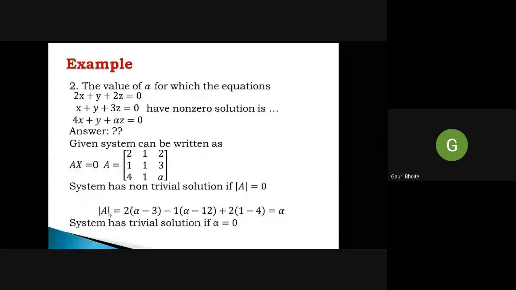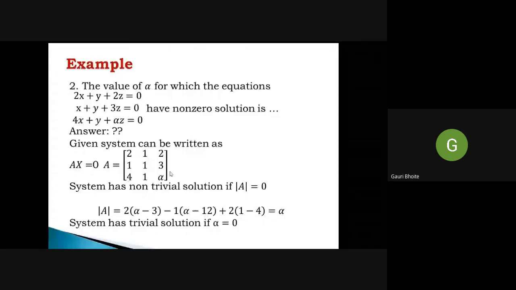So the determinant of A is 2 times (1 times alpha minus 3 times 1, that is 3), so 2 times (alpha minus 3), minus 1 times (1 times alpha minus 4 times 3, that is 12), plus 2 times (1 minus 4). When I simplify: 2 alpha minus 6 minus alpha plus 12 minus 6. The minus 6 and the plus 12 with the other minus 6 cancel, and 2 alpha minus alpha becomes only alpha.